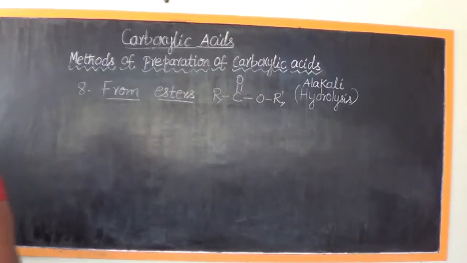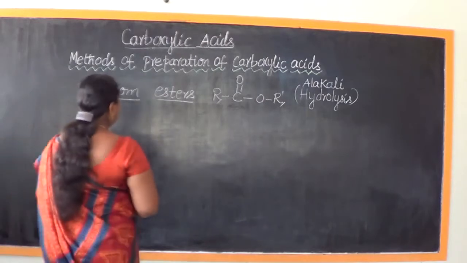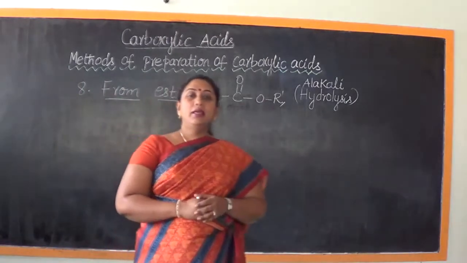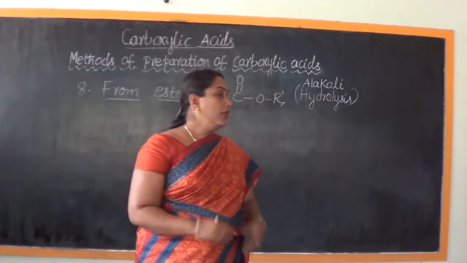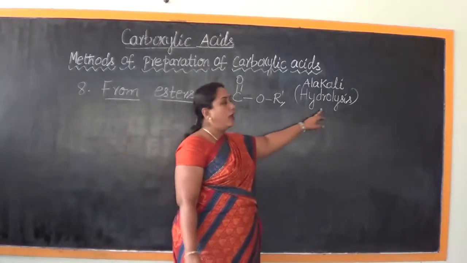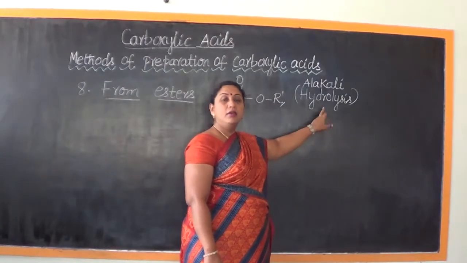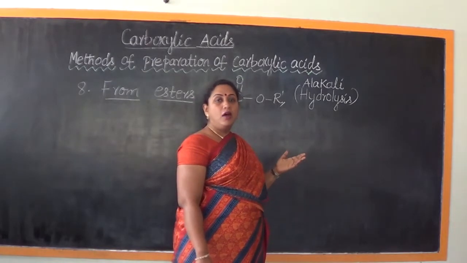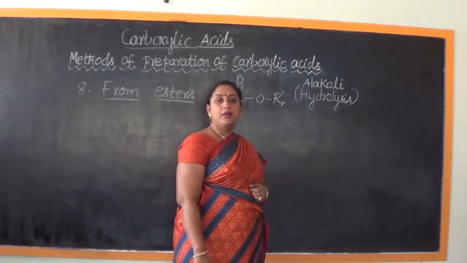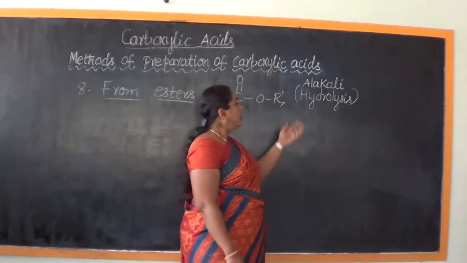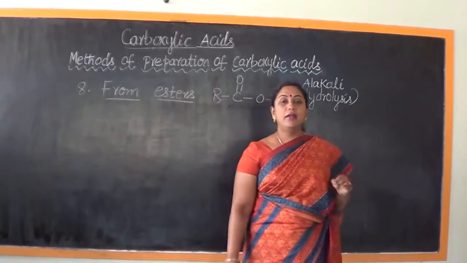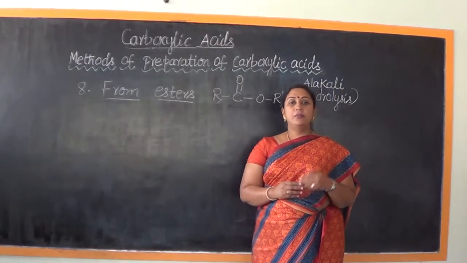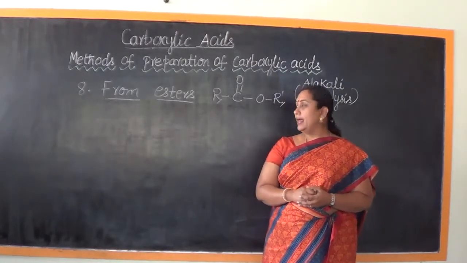In this video lesson, let us try to understand the second method of obtaining carboxylic acid from esters, that is by the process of alkali hydrolysis. In the previous video lesson, we learnt about acid hydrolysis of esters to obtain the corresponding carboxylic acids. In this video lesson, let us understand the process of alkali hydrolysis of obtaining carboxylic acid from esters.